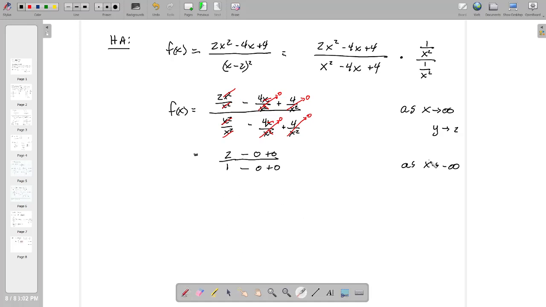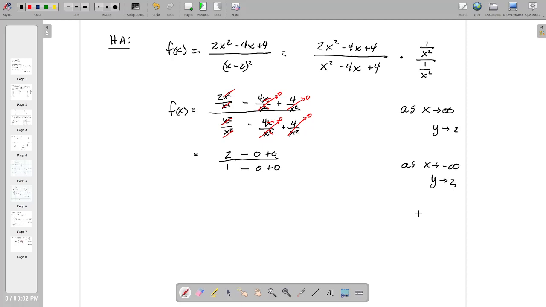Similarly, as x goes to negative infinity, the same rule applies. As the denominator gets large, no matter if it's a negative large number or a positive large number, as x gets large in the denominator and the numerator stays the same, this entire fraction is going to go to 0. So these four terms will go to 0 again, even when x is going to negative infinity. And then we cancel out exactly the same way, our x squareds top and bottom, and we end up with y going to 2 as well.